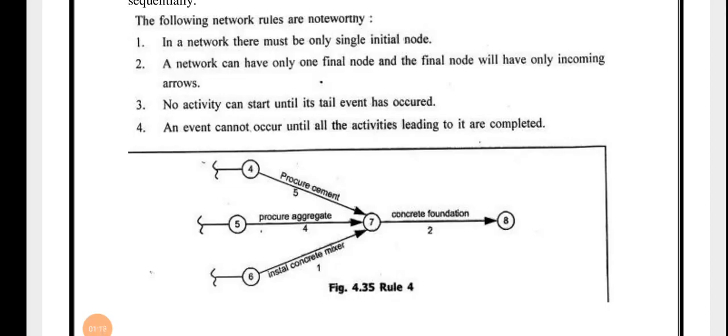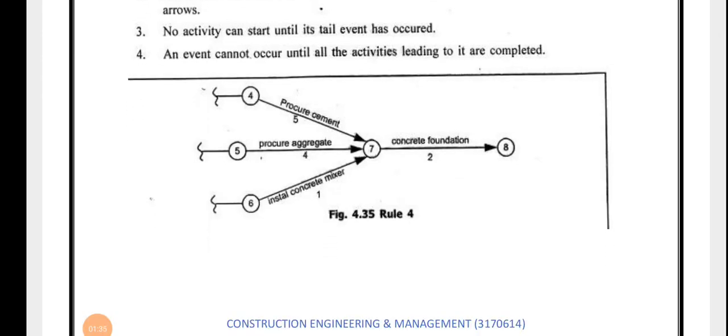Third one is, no activity can start until its tail event has occurred. Before previous activities are completed, no successor activity can be started. An event cannot occur until all the activities leading to it are completed.